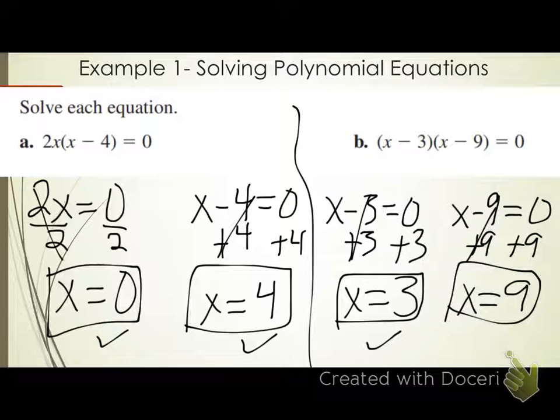Plug in 9. What's 9 minus 3? 6. 9 minus 9? 0. What's 6 times 0? 0. Does 0 equal 0? Yes, 9 checks out as a solution as well. Any questions on that? Does that all make sense? Now on your assignment, if it tells you to check your solution, I do want you to check it on paper instead of doing it like we just did it. It didn't tell us to check it on this example, but I wanted to go ahead and check it in our heads. But if it tells you to check your solution, do it on paper. Everyone got it? Can I move on?